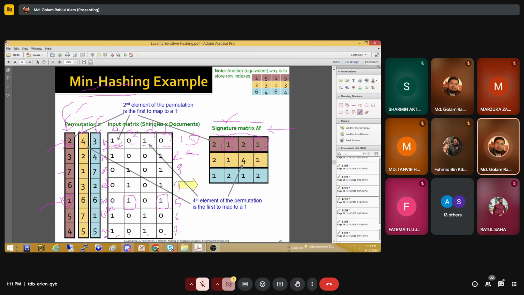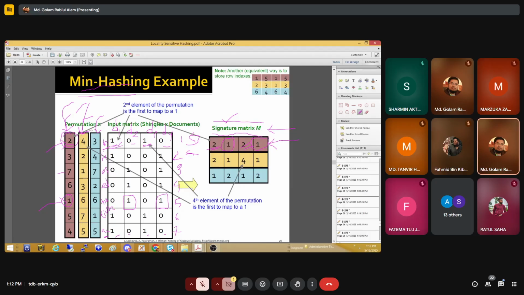So that means we have to find out the first position and third position here. First position one, that means here, and third position is one, that means here. Instead of one, what we have to write? We have to write this permutation value. That is the two. Here is two. Here is also two. So this is a signature matrix. Okay, this is the signature for our first permutation.